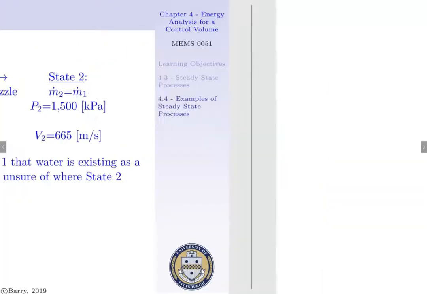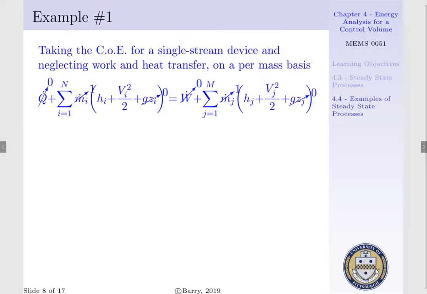To begin, we will apply our conservation of energy equation for a single stream device, neglecting work and heat transfer. For a nozzle, it's typically assumed to be insulated and its volume should not be changing. Thus, on a per mass basis, we can divide Q dot, W dot, and our M dot terms by M dot. Since there is no heat being supplied, Q dot tends to 0. No work being done, W dot tends to 0.